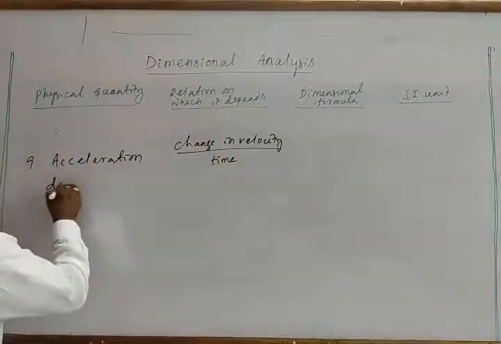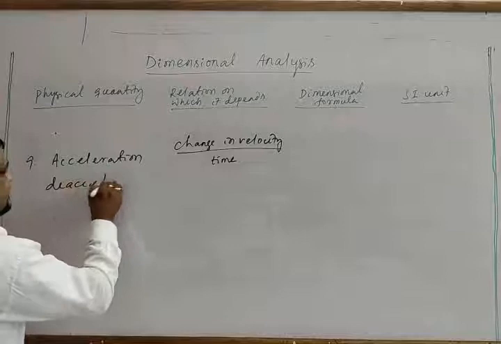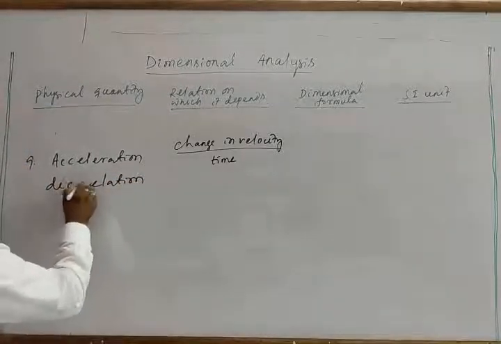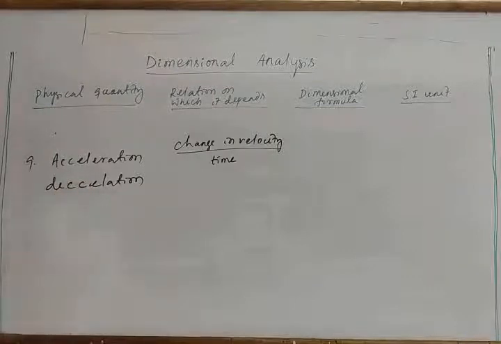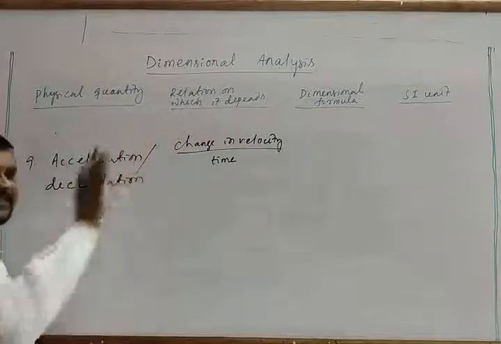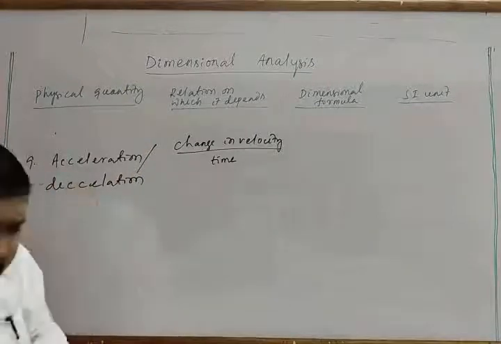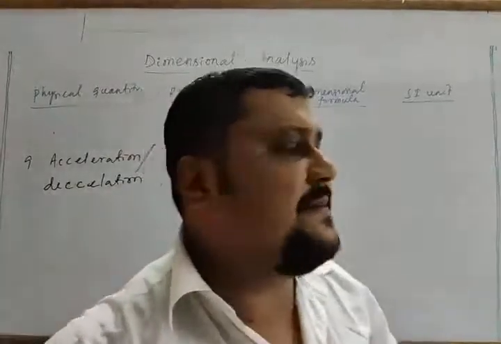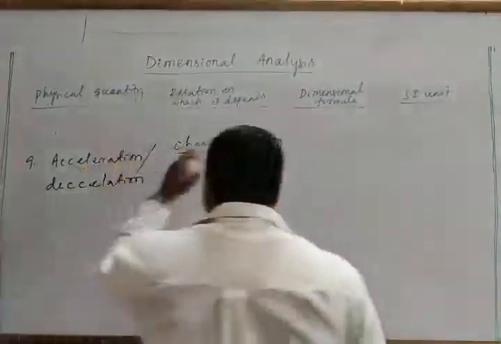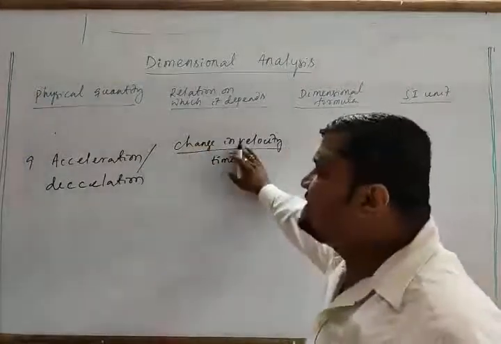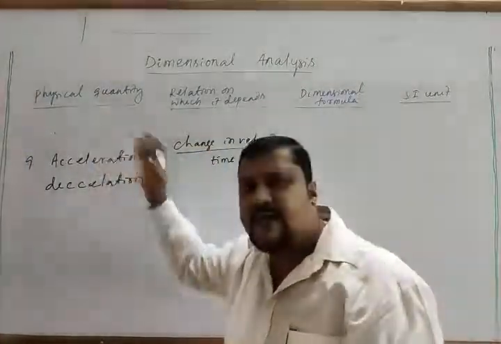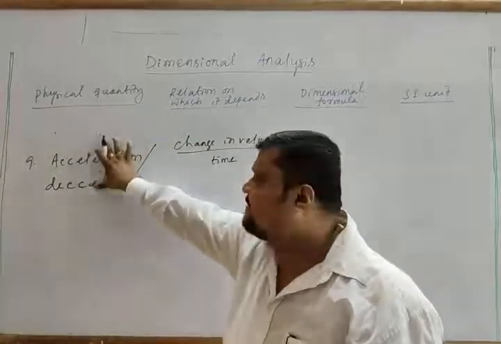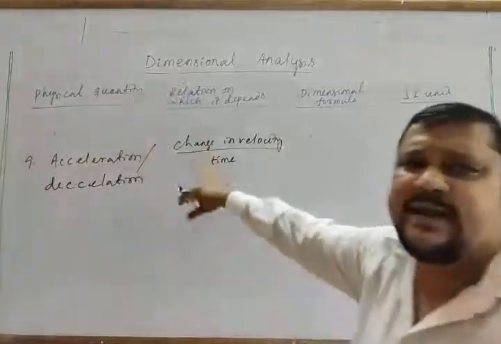Deceleration. Same thing. Acceleration and deceleration are both the same dimension, but the physical quantity meaning is different. Deceleration means decreasing the velocity. Acceleration means increasing the velocity with time. So when the formula says changing velocity by time, that's why I have written changing. So your acceleration and deceleration are both of the same dimension. On the basis of dimensional analysis, they are of the same dimension. So that's why I have written in one form.